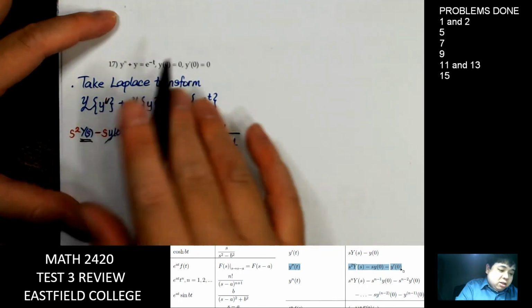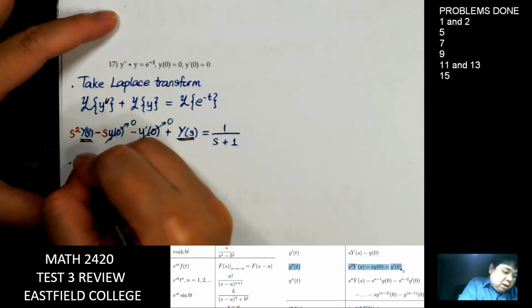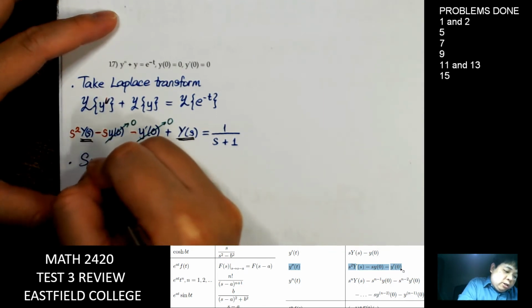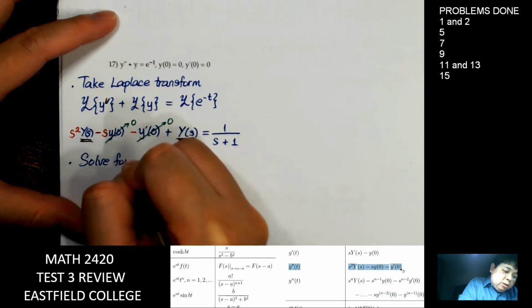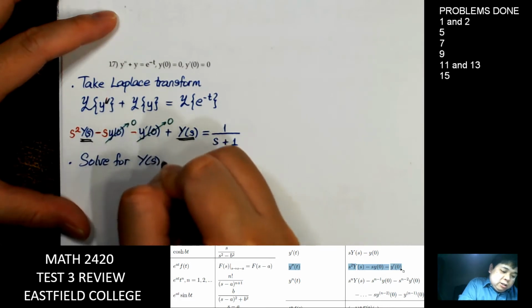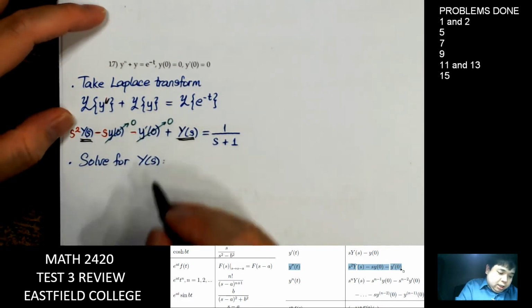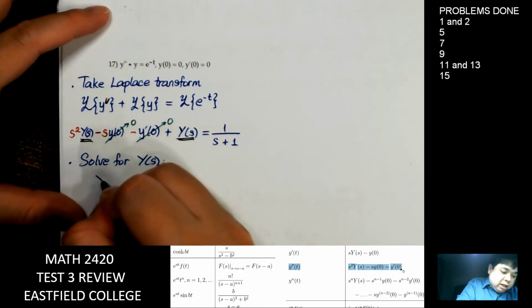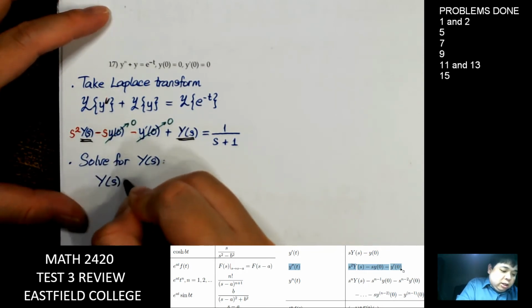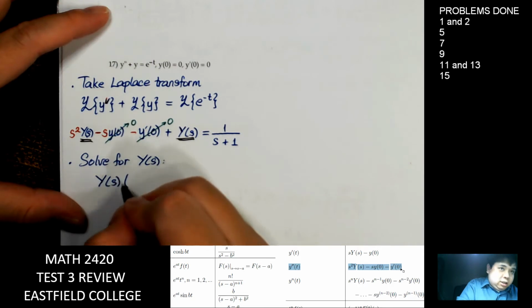So the first step is take the Laplace transform. The next step is solve for Y of s. Both of them have Y of s, so we factor it out, and we have s squared plus 1.